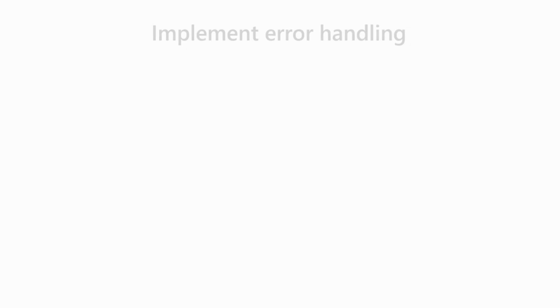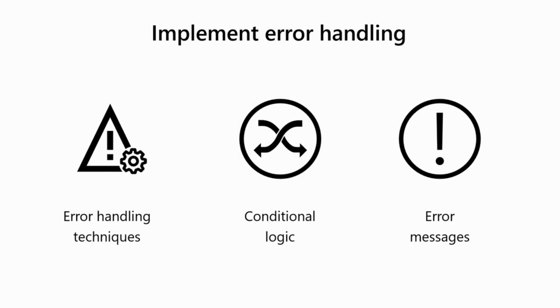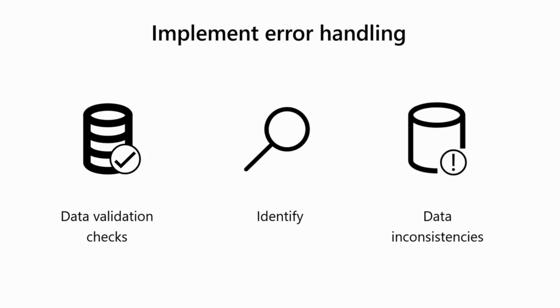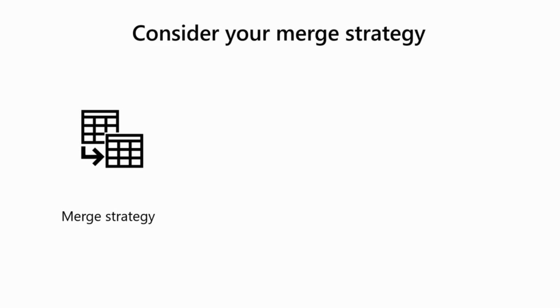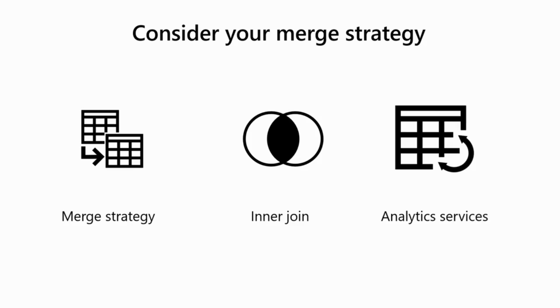To ensure smooth data processing, your team implements error handling techniques, such as conditional logic and custom error messages. You also incorporate data validation checks to identify and handle unexpected data inconsistencies effectively. The next best practice is to consider your merge strategy. When merging or joining multiple queries, you consider the most efficient merge strategy, selecting inner joins whenever applicable. You remove redundant fields to avoid unnecessary duplicate columns in the resulting merge query.